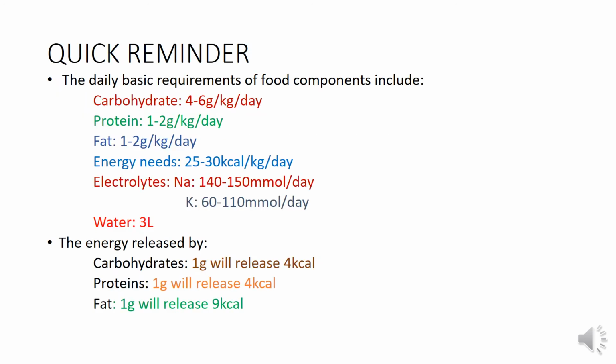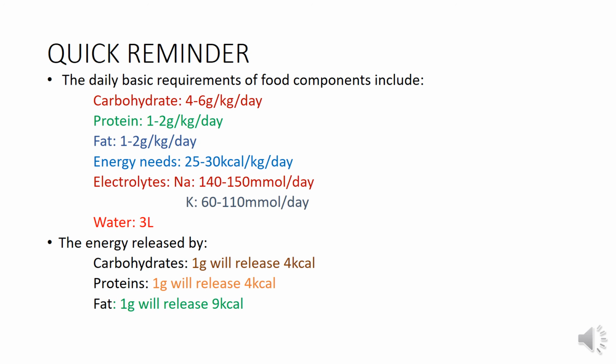Just a quick reminder, a quick recap of all that we have said so far. The basic requirement of food components includes carbohydrates 4 to 6 grams per kg per day, protein 1 to 2 grams per kg per day, fat 1 to 2 grams per kg per day, energy needs 25 to 30 kilocalories per kg per day, then electrolytes: sodium 140 to 150 millimole per day, potassium 60 to 110 millimole per day, and for water 2 liters.